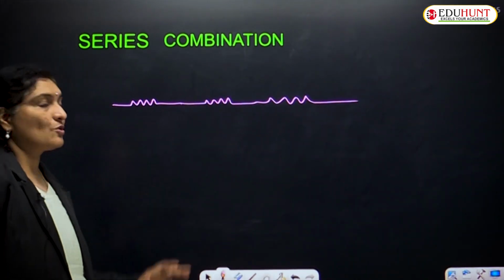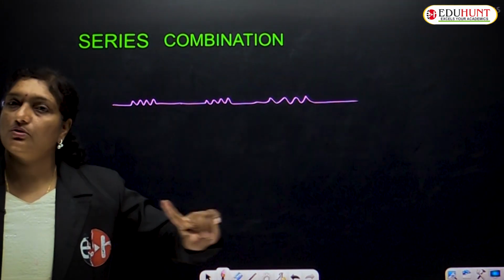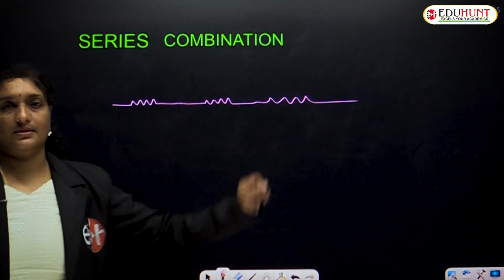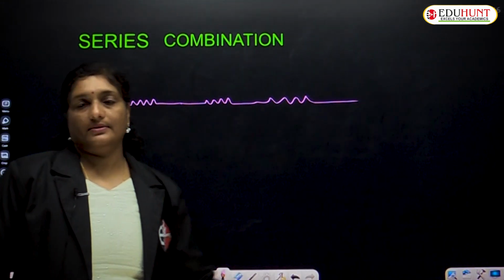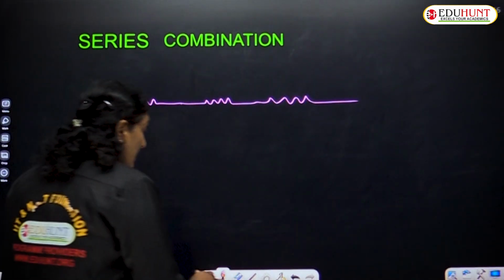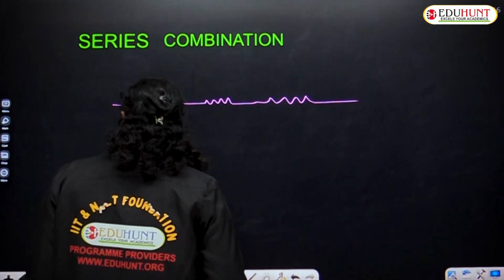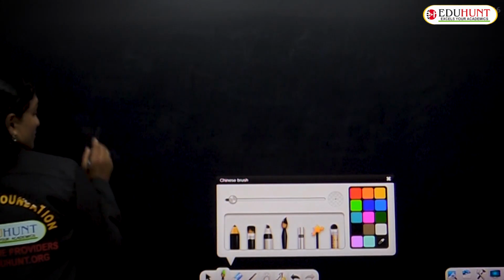Remember, in the series combination, the same amount of current flows through all the resistors. The same amount of current passes throughout all the resistors that are joined in the series combination. The same thing, if you would like to understand something regarding the parallel combination.